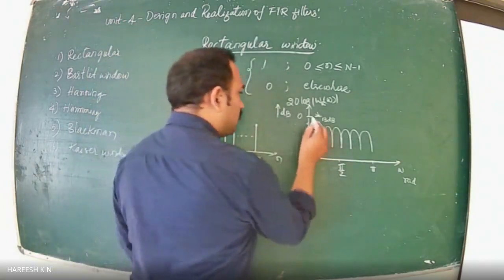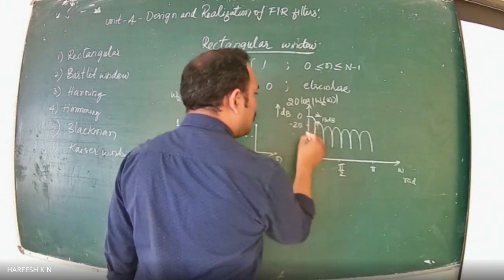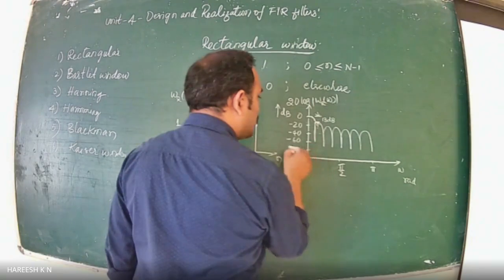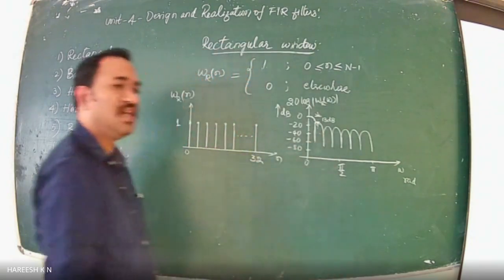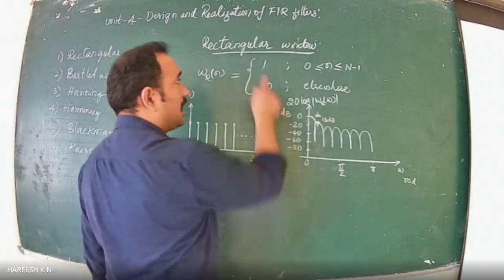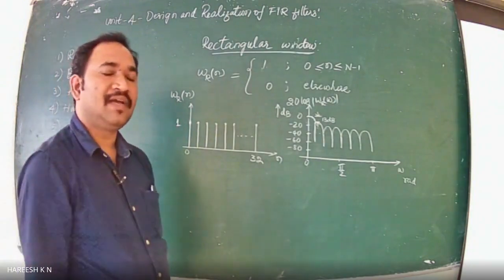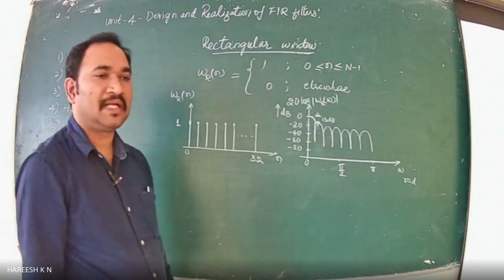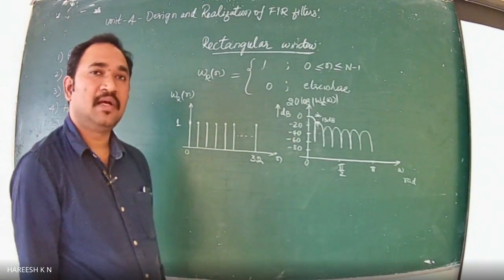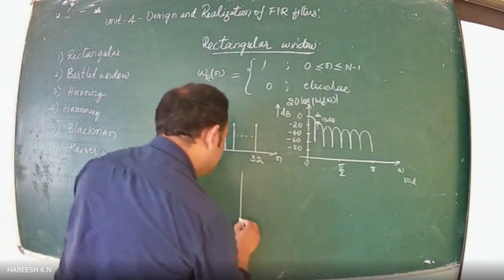Somewhere here there is minus 20 dB, minus 40 dB, minus 60 dB, and minus 80 dB, and so on. It keeps on continuing. This is the magnitude frequency response of a rectangular window. Now, assume that we have designed a filter by making use of this rectangular window. Then how will the frequency response of that particular filter look? We will draw that now.